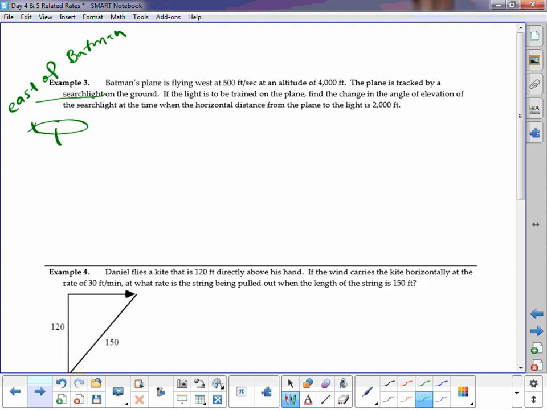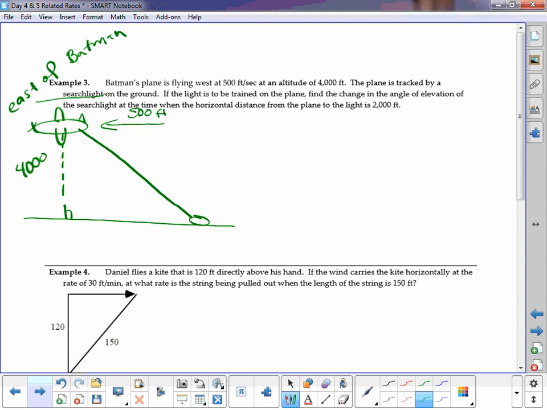This is my airplane doodad for you guys. Okay, so he's flying west. He's going this way, in case you have struggles figuring out which part of the plane is the person. And we have a searchlight on the ground. Now it says the searchlight is east of Batman, so I'm going to draw the ground. Searchlight is over here, and it is shining. The light is to be trained on the plane. Batman is flying at an altitude of 4,000 feet, so we know that this is 4,000 feet. And it's flying west at a rate of 500 feet per second.